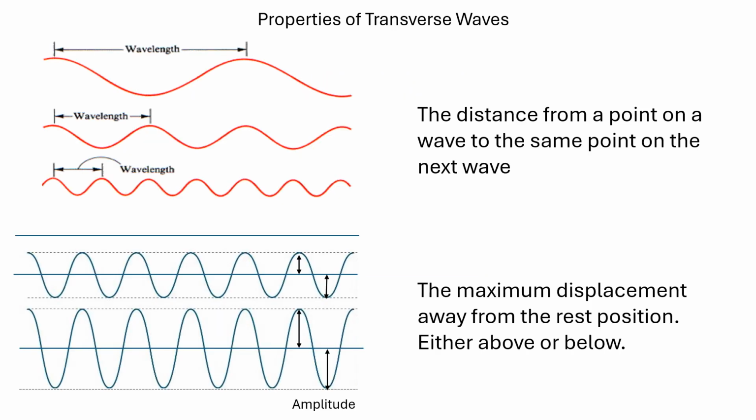For transverse waves, they're a little bit easier to label, and there are three main properties that you need to be aware of. The first one is the wavelength, which is the distance or the length of one complete wave. The easiest way to measure it is to pick a point on one wave and go to exactly the same point on the next wave. And the easiest places to do that, as you can see on the diagram here, are when you go from the peak of a wave to the peak of the next wave.